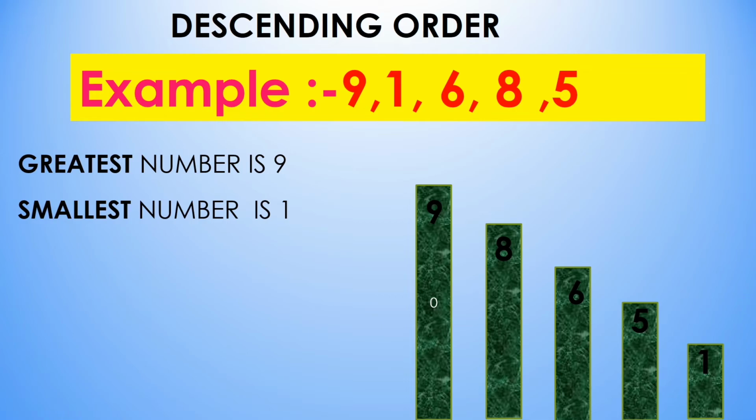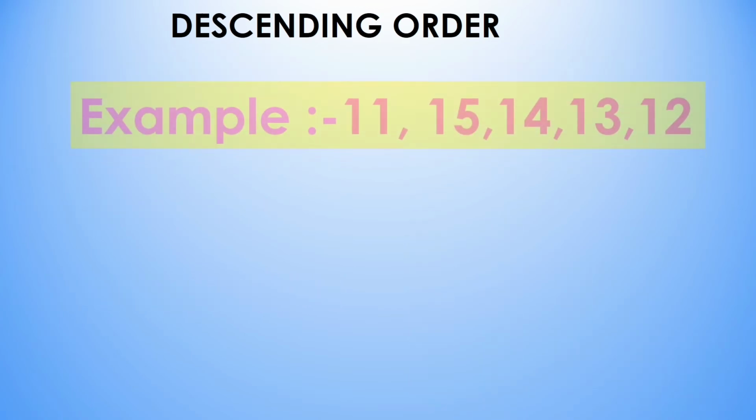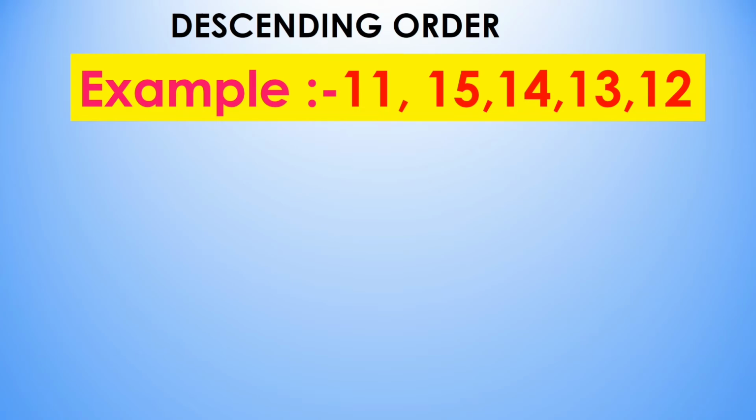Now we will write the number in descending order. While writing the number in descending order, we have to put the greater sign between the two digits. 9 greater than 8, 8 greater than 6, 6 greater than 5, 5 greater than 1. One more example related to the descending order. Descending order is also known as decreasing order.